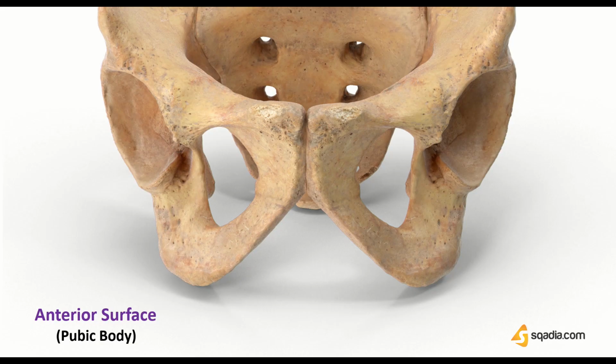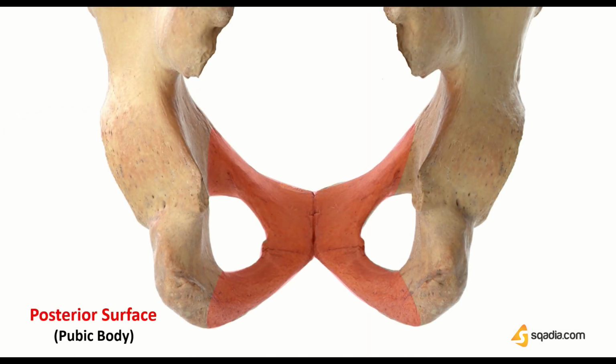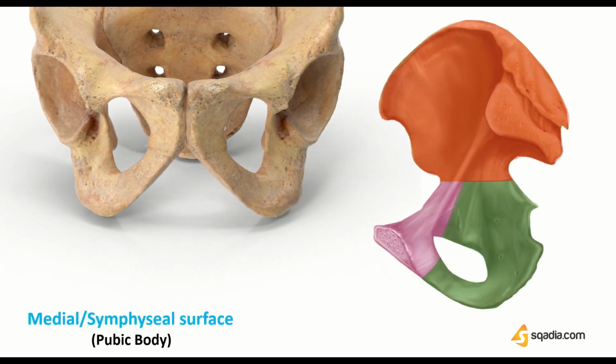Now coming to the anterior surface, it is rough superiorly and elsewhere it is smooth. The posterior surface is also known as the pelvic surface. It forms the anterior wall of the true pelvis. It is closely related to the urinary bladder. Finally, we have the medial surface. It is also known as the symphysial surface because it articulates with the opposite pubic bone to form the pubic symphysis. You can consider it to act like a lock in the cage of the bony pelvis.